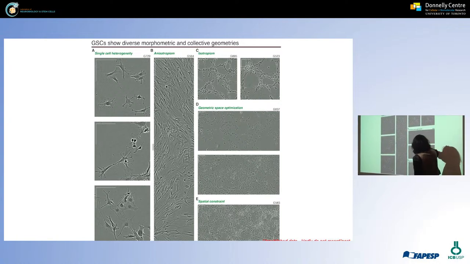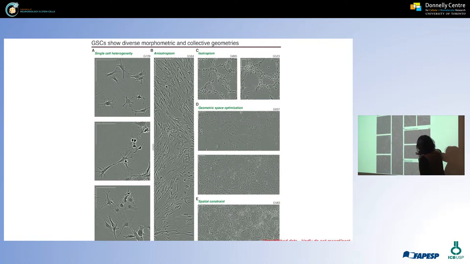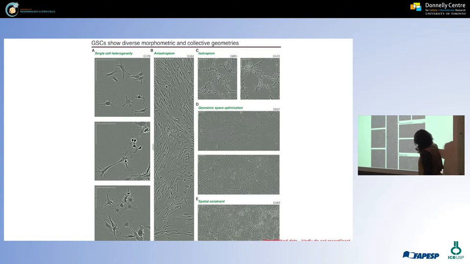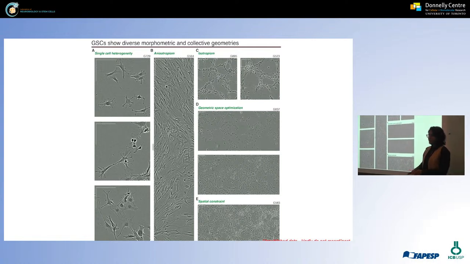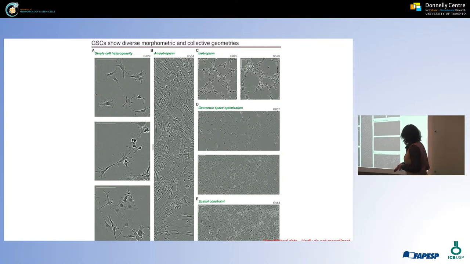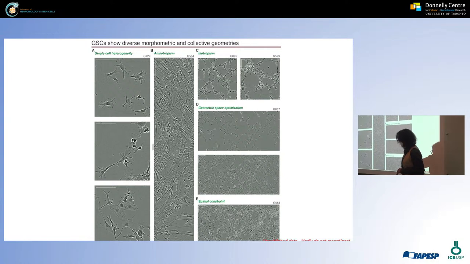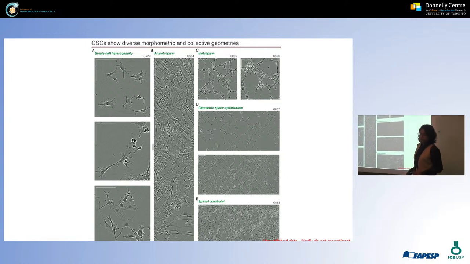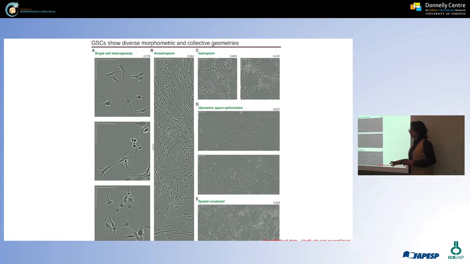And then you also observe situations where the cells are not overlapping each other. So they are geometrically aligned. They actually do space optimization. They optimize their space management. But then you can also see in other cell lines, they don't really care about space optimization. They're just growing over each other. So you see all these diverse patterns.